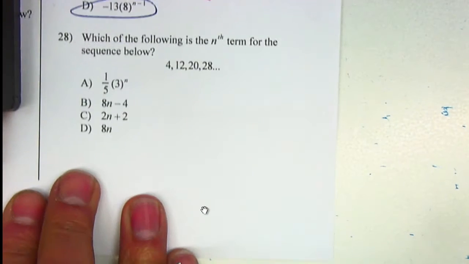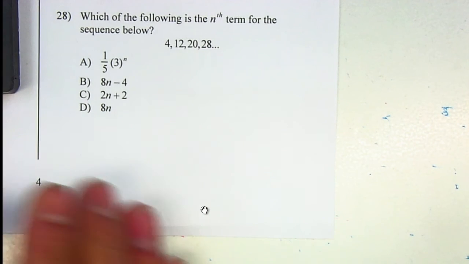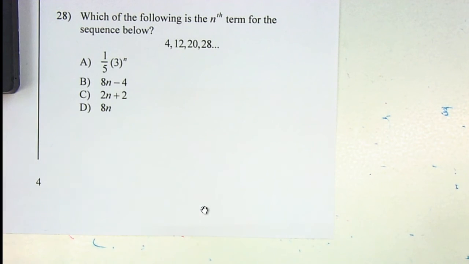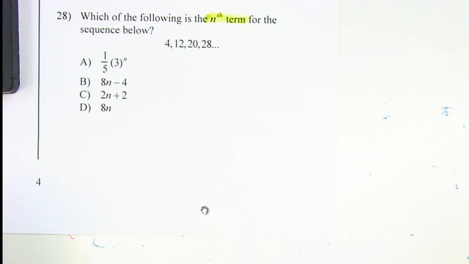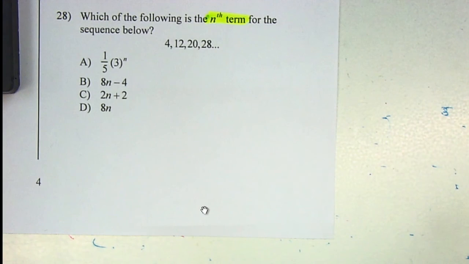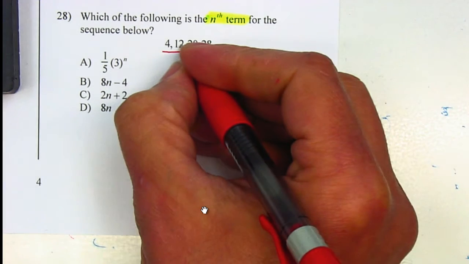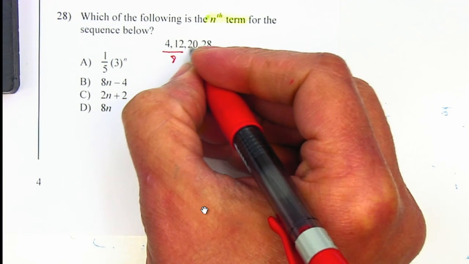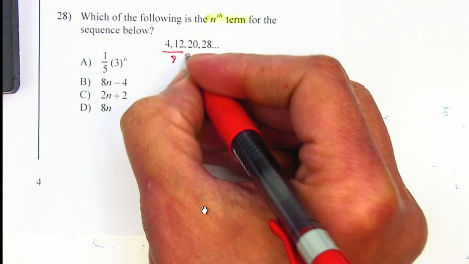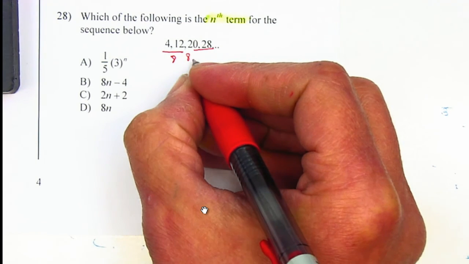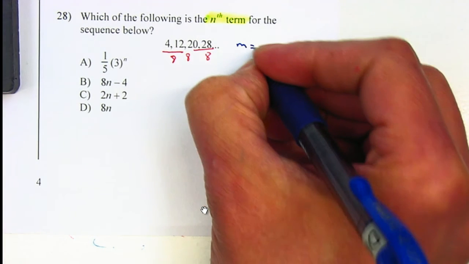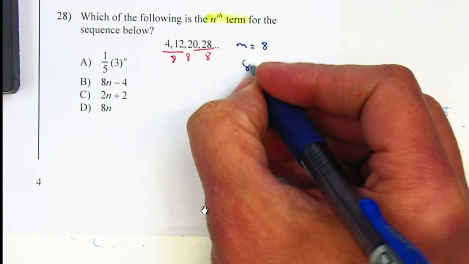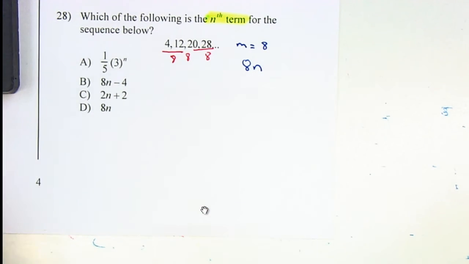And let's do the last problem, number 28. Which of the following is the nth term for the sequence below? This one's very similar to number 23, but you have to be very careful. It's not always going to be a geometric sequence. If you notice, what is the difference between the first two terms? 12 minus 4 is 8. 20 minus 12 is 8. 28 minus 20 is 8. So in this case, my slope is going to be 8. So I know it's going to be 8n plus or minus a number.